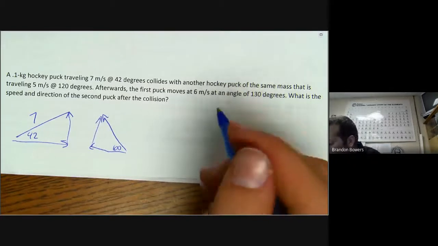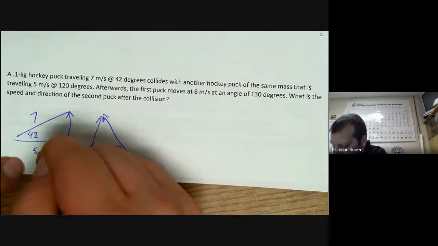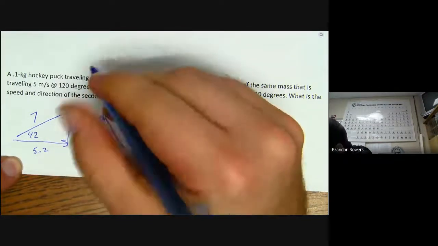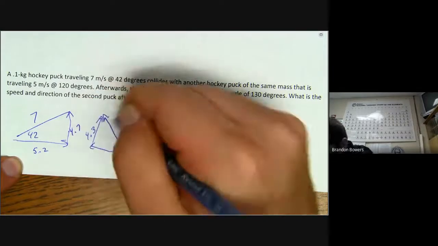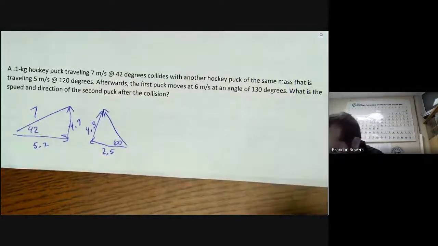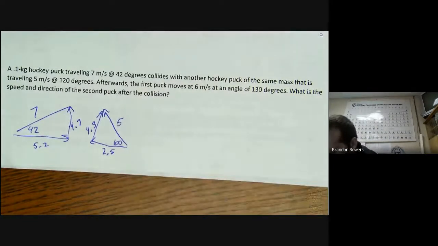When you solve for your x and y's, I got 5.2, 4.7, I got 4.3, and 2.5. So that's when you solve for your x and y's. That was given. All right, so let's see what we got. The question says, afterwards, what is the speed and direction of the second puck after the collision?